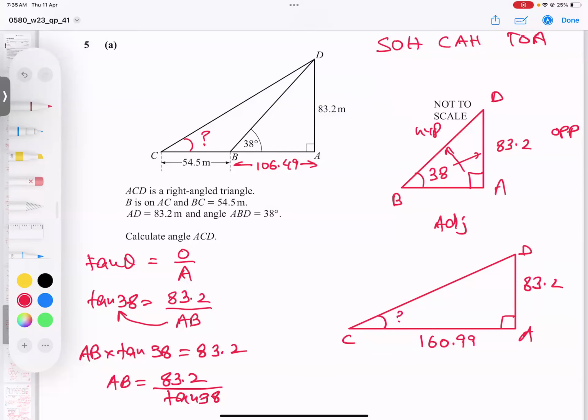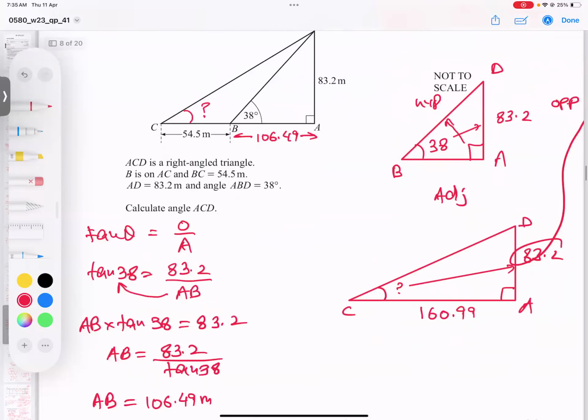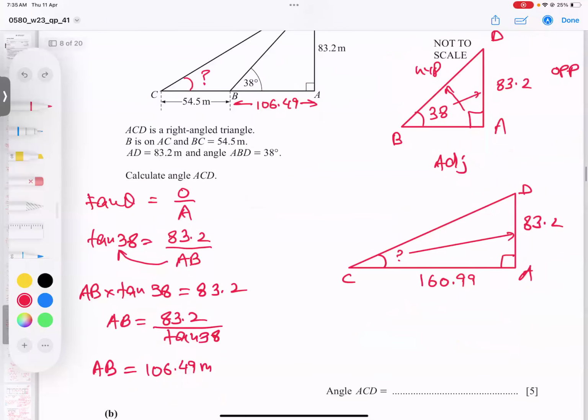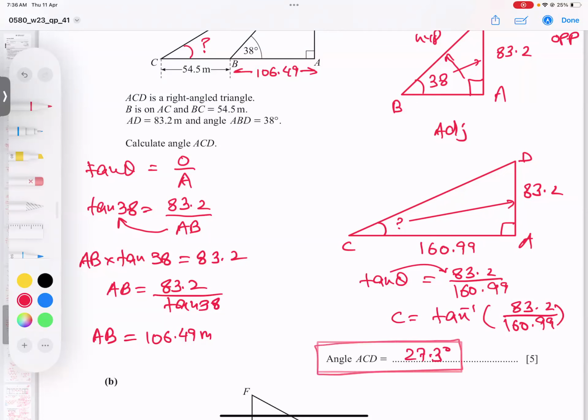You see, this is the way we approached it. Now in front of the angle, this length is again called opposite, and this is adjacent. So again, we use the TOA formula because opposite and adjacent are used. So I'm writing here tan theta is equal to 83.2 over 160.99. So tan will go there and becomes tan inverse. This is angle C, so tan inverse of 83.2 over 160.99. So I got 27.3. So 27.3 is my final answer.